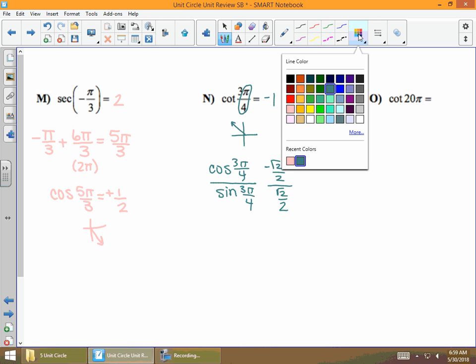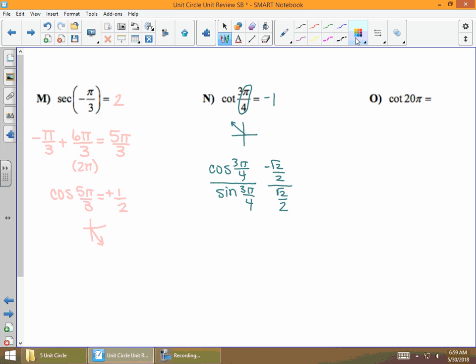Okay, so, cotangent of 20 pi. There are a couple ways you can do this. First, you can subtract 2 pi, just like we've been doing with every other problem. Since this is in whole pies, we would subtract 2 pi, and we would do that 10 times in order to get back to our coterminal angle of 0. The other thing you can do is recognize that that's an even pi, and even pies are going to be coterminal with 0 and 2 pi, 0, 2 pi, 4 pi, 6 pi, 8 pi, etc.